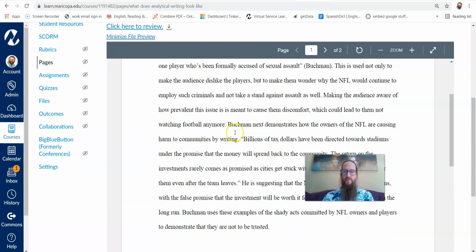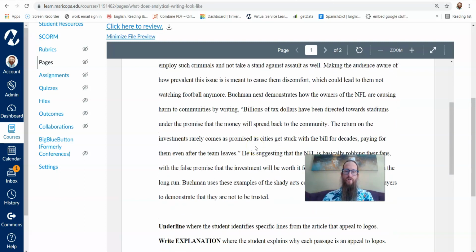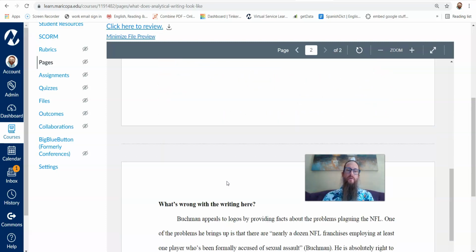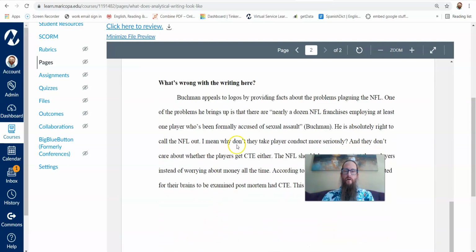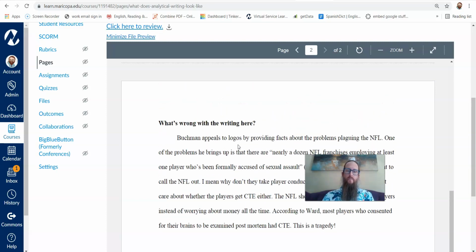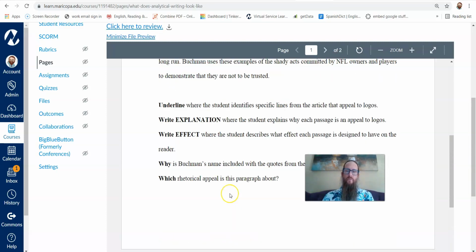I mean, you don't have to physically write on it, but just try to differentiate where the student is explaining why the passage is an appeal to logos or what it means, and where he or she is explaining the effect it's designed to have on the reader, right? Then on the next page, there is an example of what not to do that I wrote. That's not from a student, of course. That's from me.